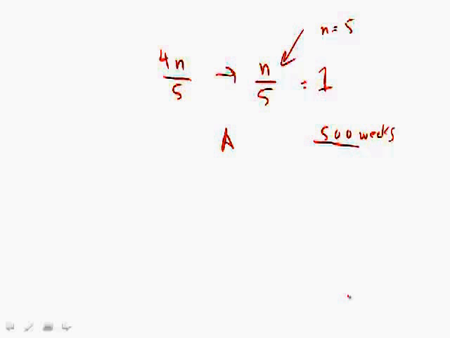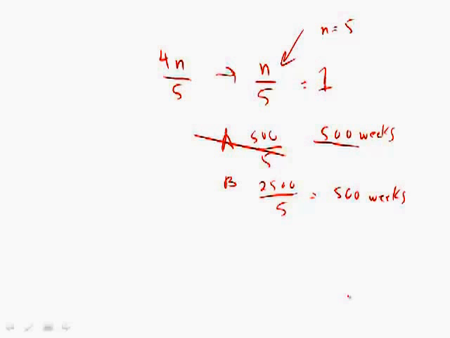So I start here with A, 500 over 5, sorry, which, because my value for N was 5, is equal to 100. So that doesn't work. Then you go here and you get 2,500 over 5, which again, my N value is 5. That gives me 500 weeks. And now you can plug in the others just to make sure, but this is the only one.